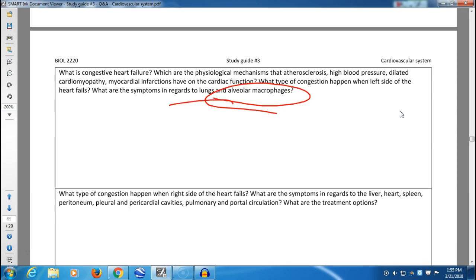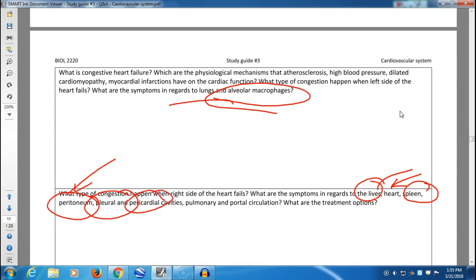Pulmonary edema, liver, hepatomegaly, splenomegaly, coronary disease, cardiac tamponade, pleural effusion, pericardial effusions. Basically, fluid starts to seep everywhere in the system, in the tissues or in the cavities, like the peritoneal cavity, pleural cavity, or pericardial cavity. Does that make sense?